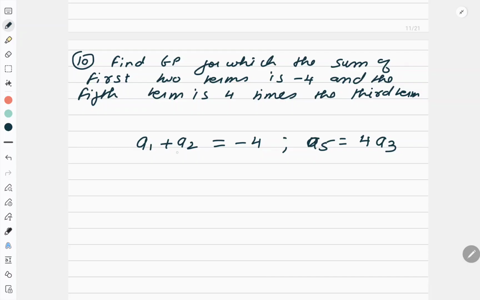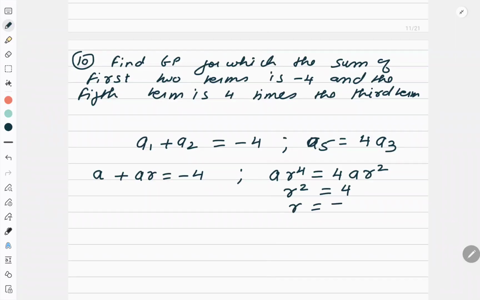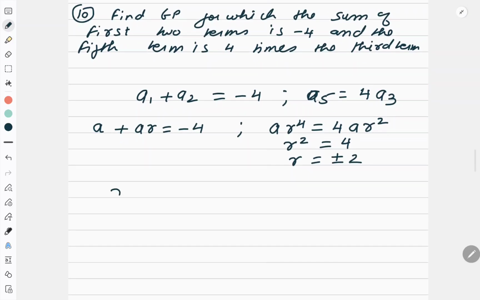Now the first condition says A1 plus A2 is minus 4. What is A1? A plus AR is equal to minus 4. Correct? As per our concept. Second condition, AR to the power 4 is equal to 4AR square. Now here A A will get cancelled. So what is left? R square is equal to 4. So R is equal to plus minus 2. Now as I said, whenever you have two values, you should consider both the values. So I'll consider R is equal to 2 and R is equal to minus 2 as well.